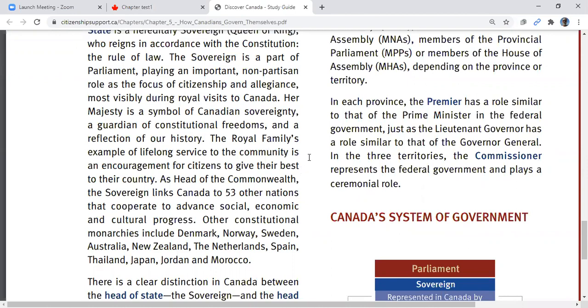As head of the Commonwealth, the sovereign links Canada to 53 other nations that cooperate to advance social, economic, and cultural progress. Other constitutional monarchies include Denmark, Norway, Sweden, Australia, New Zealand, the Netherlands, Spain, Japan, Jordan, and Morocco. Yeah, Morocco. Very good.